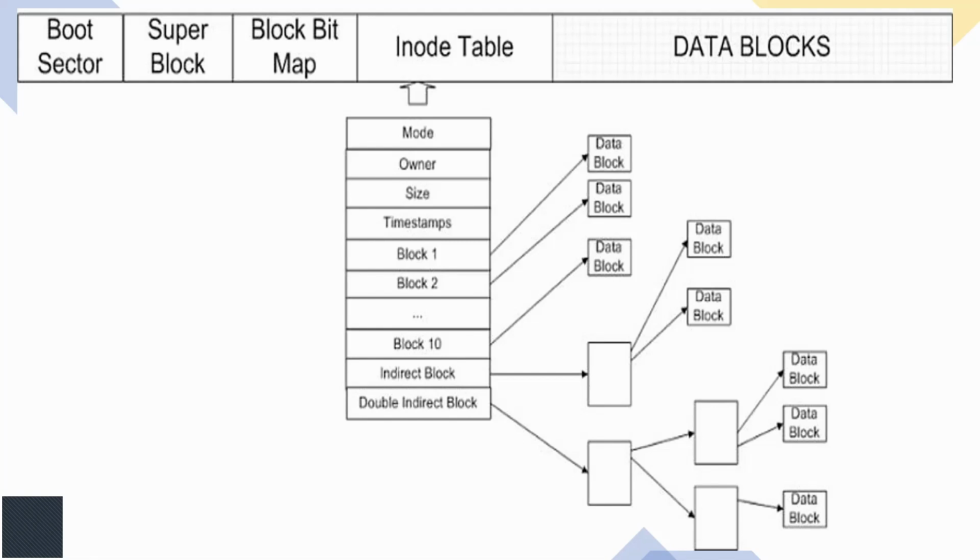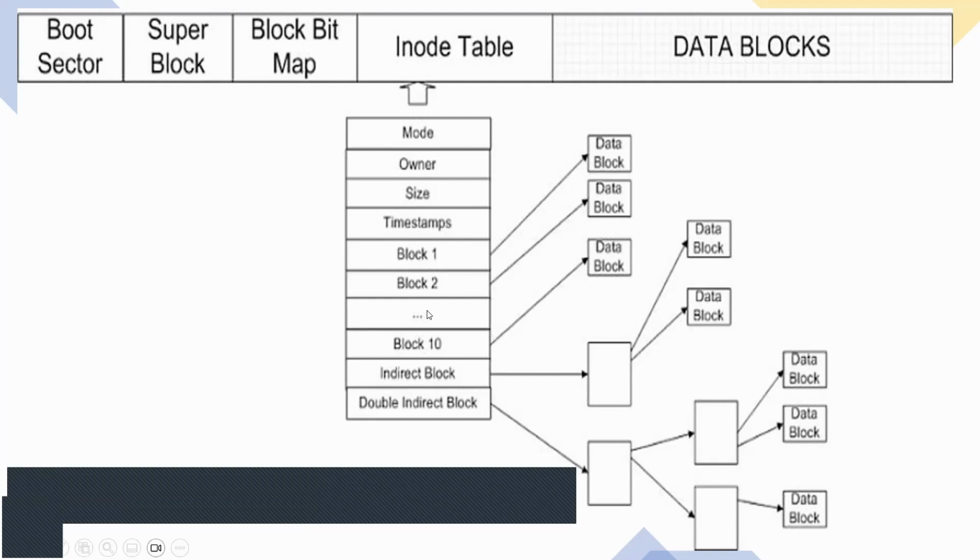Moving on to the inode table, this is another crucial component. An inode, or index node, is a data structure that stores metadata about a file, right? Such as its size, permissions, ownership, and pointers to the actual data blocks. Each file in the system is associated with a unique inode. The inode table is essentially a collection of all these inodes, and it does not store the file name or actual data. It just plays a vital role in locating and managing the files, where the file is actually present, right? Now let's discuss the block bitmap.